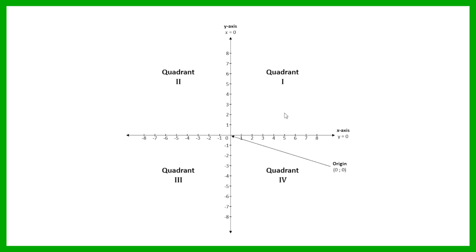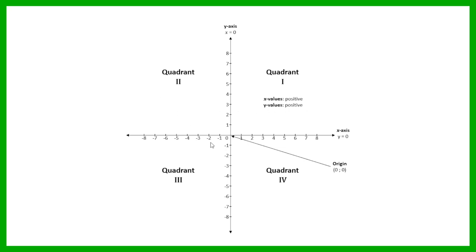In the first quadrant over here, the x value, if you look on our x-axis, if this is 0, then everything to the right of 0, these are all positive numbers. So everywhere in this quadrant over here, our x values are going to be positive. And if you look at the y values over here, they're above the x-axis, and the x-axis is where y is 0, so they are all positive as well. So in quadrant 1, the x values are all positive and the y values are also all positive.